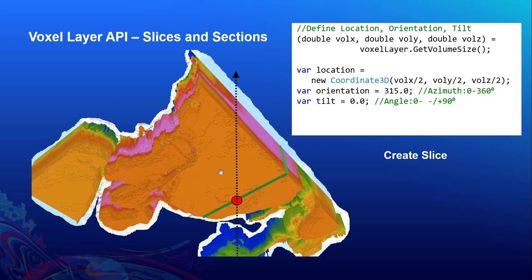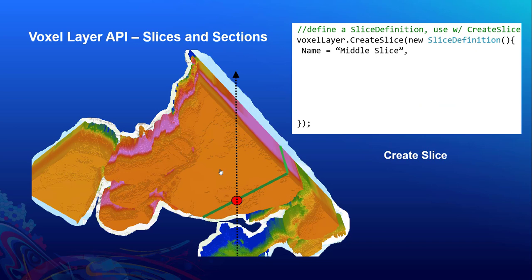We need a location, orientation, and tilt. The location in voxel space, the orientation as an azimuth, the tilt as an angle, 0 to plus or minus 90 degrees. To create a slice, define a slice definition, provide it as the argument to create slice.